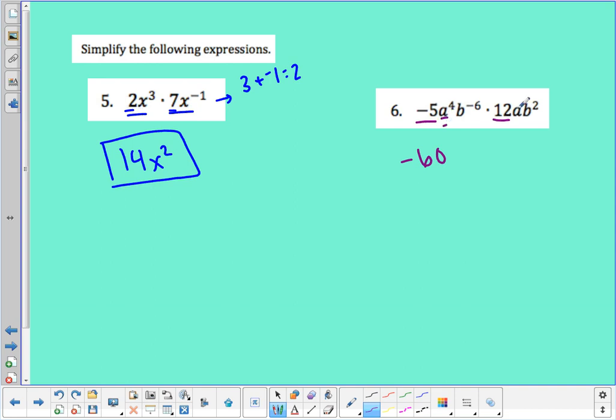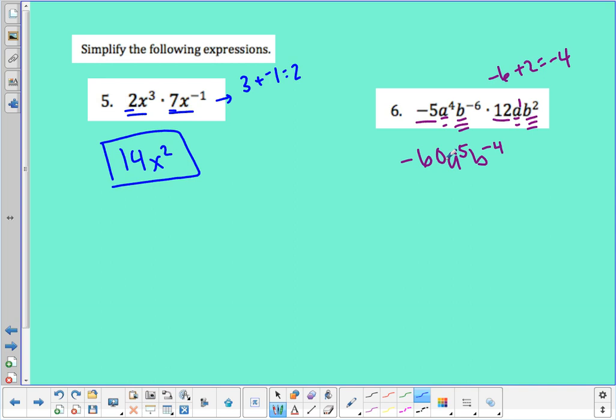And then I need to put my a terms together. So a to the fourth times a to the first, add those up. 4 plus 1 is 5, so that's a to the fifth. And then b to the negative sixth and b to the second, negative 6 plus 2 is equal to negative 4. So technically I have b to the negative fourth. So that's what happened when I took these two terms and multiplied them together to make one. I now need to fix things. I now have things that I have to take care of.